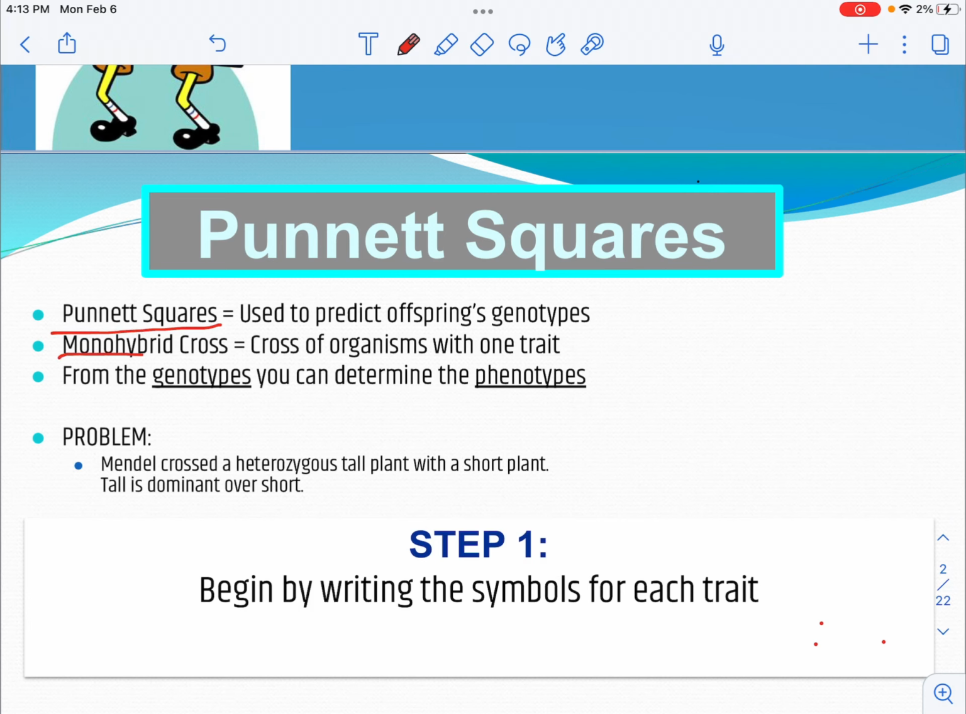We call these generally a monohybrid cross, the ones where they only deal with one trait. We will talk about the other types in the future, but just know that if we're looking at one singular trait, it's called a monohybrid cross. And from the genotypes, the letter combinations, we can determine what the phenotypes of the offspring are going to be. So from the letters, let's say we had a big T, little t, that would be the genotype. We could determine that the phenotype would be tall.